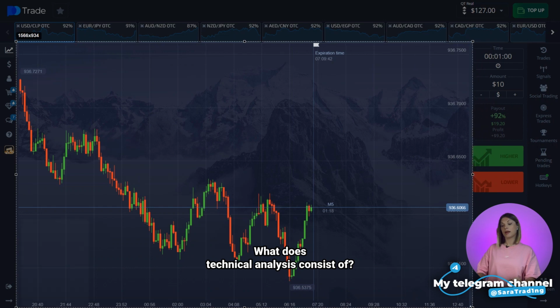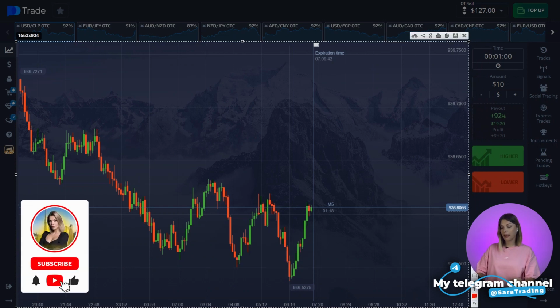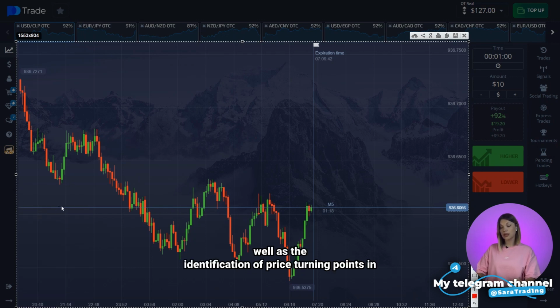What does technical analysis consist of? Technical analysis is the identification of all strong support and resistance levels, as well as the identification of price turning points in order to open the right position. But this is, to put it briefly. In fact, technical analysis is not as difficult as it might seem at first glance. See what we should define initially.